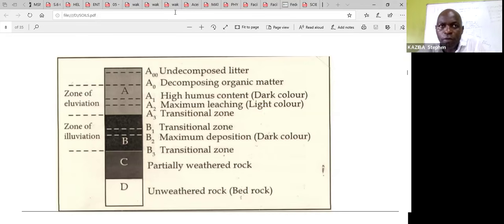So they can say, account for the formation of the different soil types. Please don't talk about soil. It's about soil types. So you describe the different soil types, but the factors are the same.